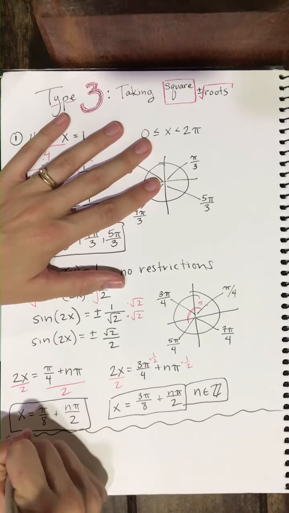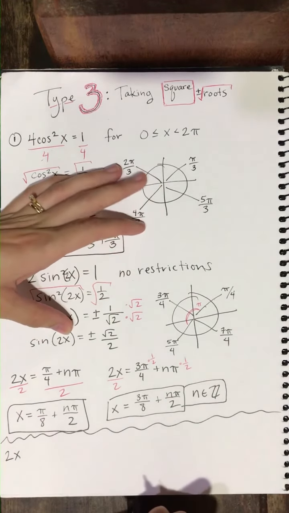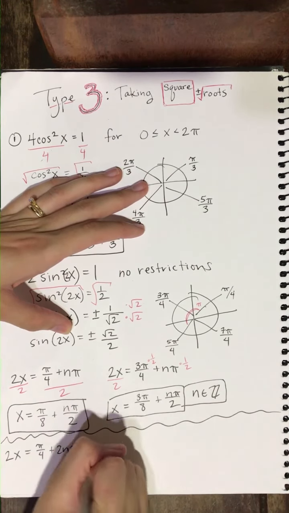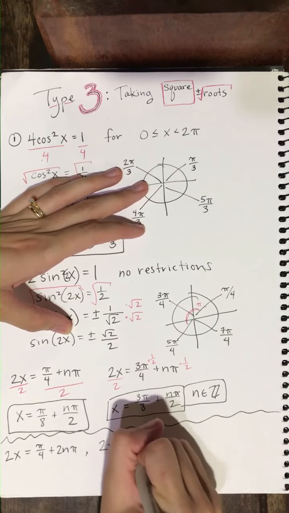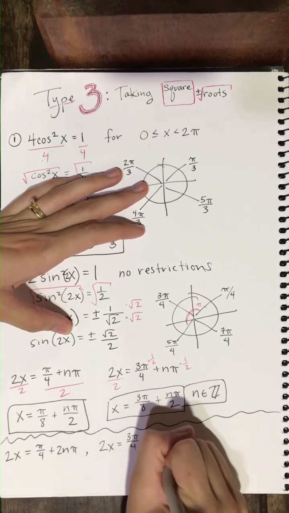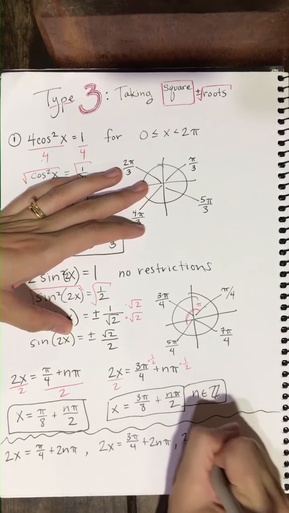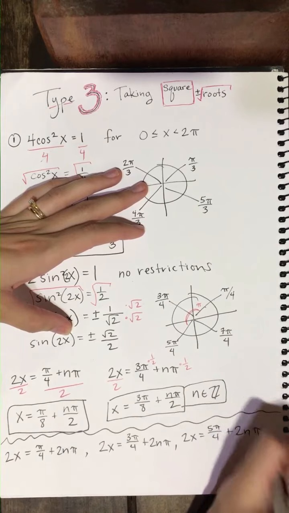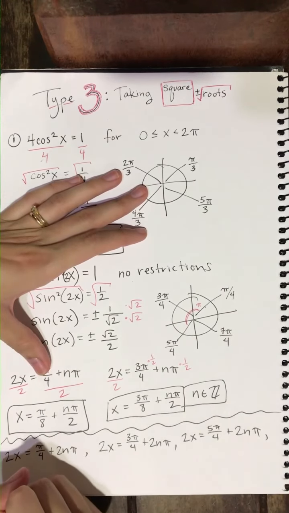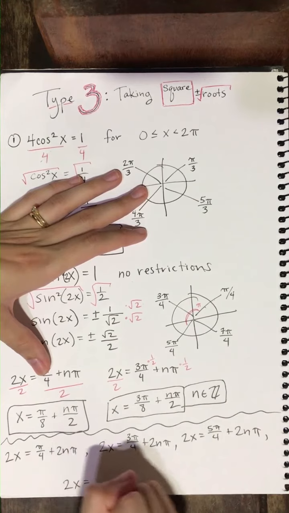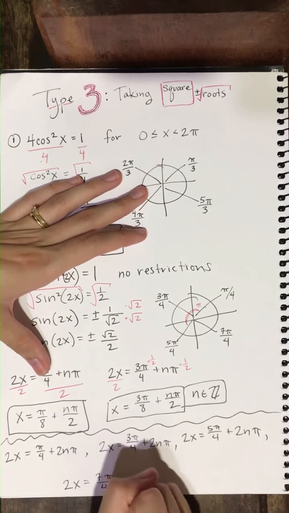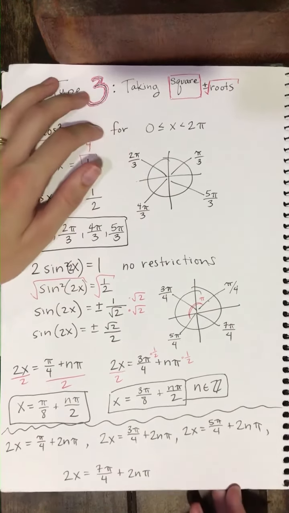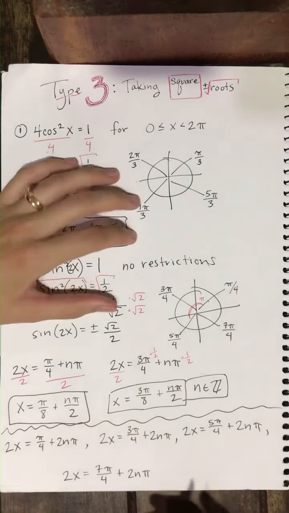Okay, so I'm going to have 2x, right? We're going back to 2x. That's our original angle, is equal to pi over 4 plus 2 n pi. 2x is equal to 3 pi over 4 plus 2n pi. 2x is equal to 5 pi over 4 plus 2n pi. And lastly, let's see if I can squeeze it on the bottom. 2x is equal to 7 pi over 4 plus 2n pi.